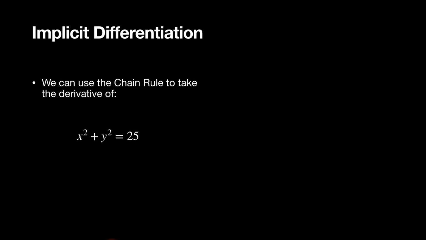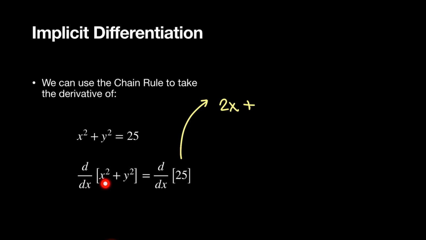So what we're going to do is take advantage of the chain rule to find our derivative implicitly without solving for y. I'm going to take the derivative of both sides of this equation, with respect to x. My goal is to find the slope of the tangent line, or dy/dx. All right, so the derivative of x squared is just 2x.